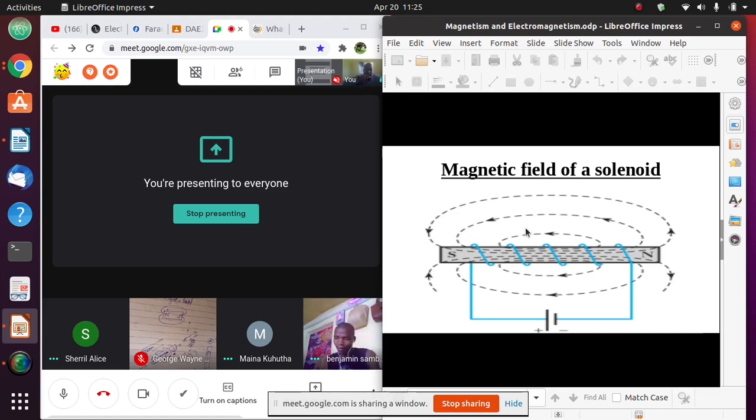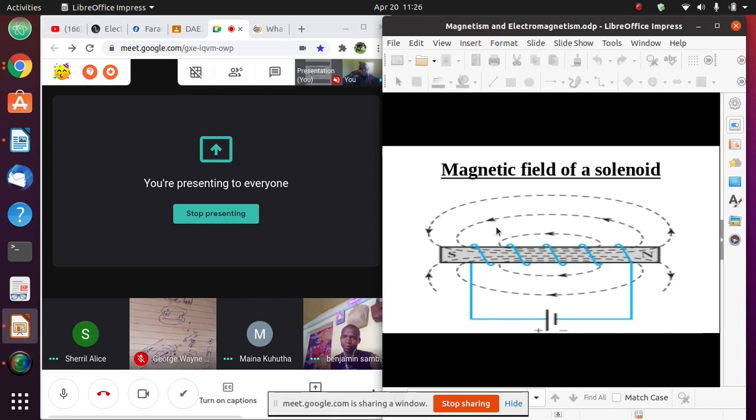Screw rule and the grip rule. In this case, now, the fingers, these four fingers, will be placed along the axis. The axis will be in the direction of the current.